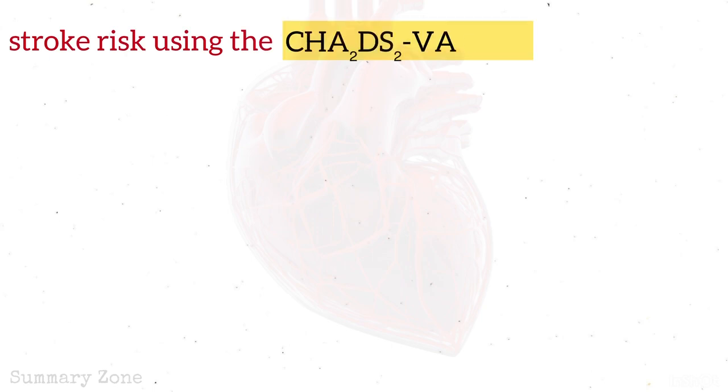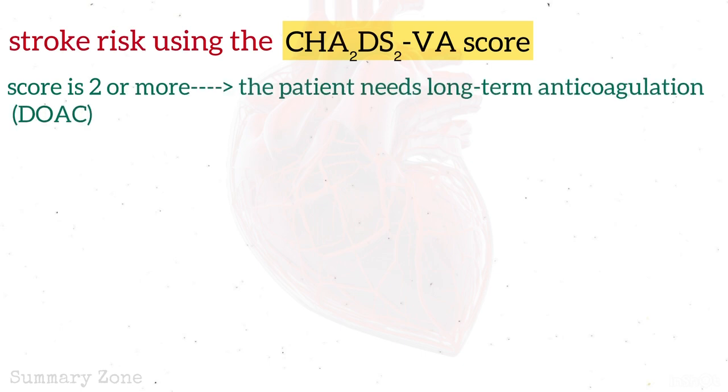After managing the acute AF episode, you must assess the patient's stroke risk using the CHA2DS2-VA score. If the score is 2 or more, the patient needs long-term anticoagulation, typically with a direct oral anticoagulant or DOAC, like apixaban. Let's quickly review the score.